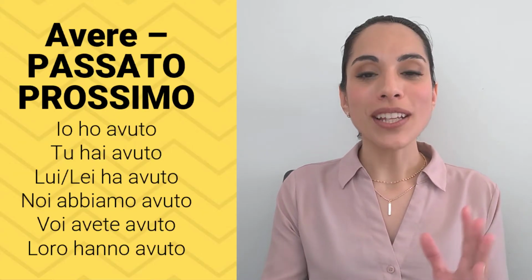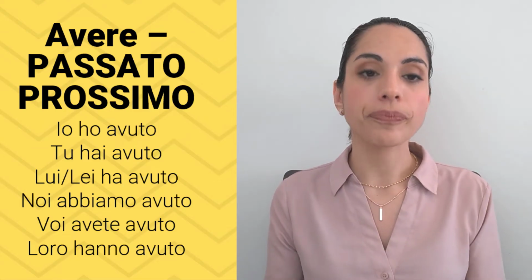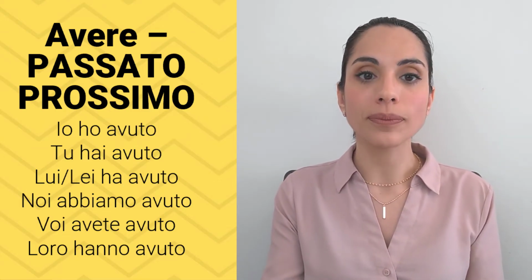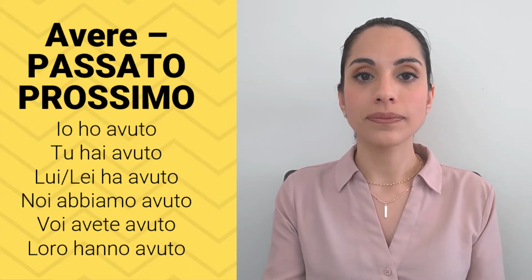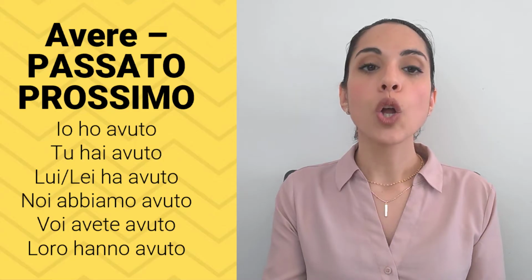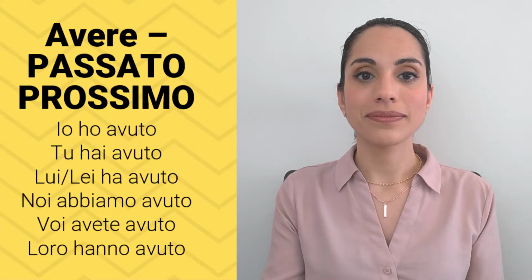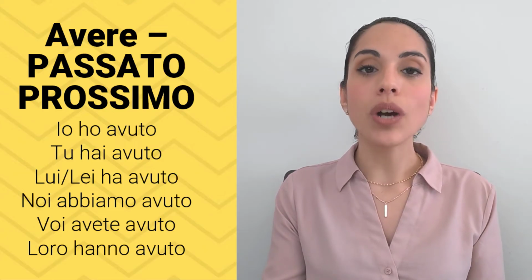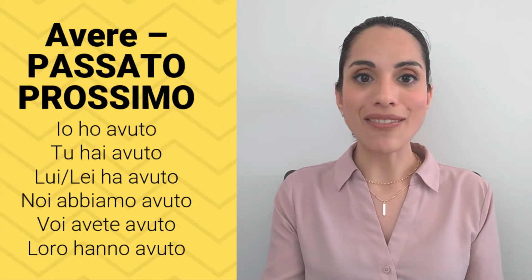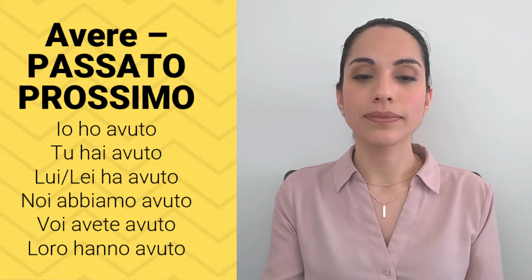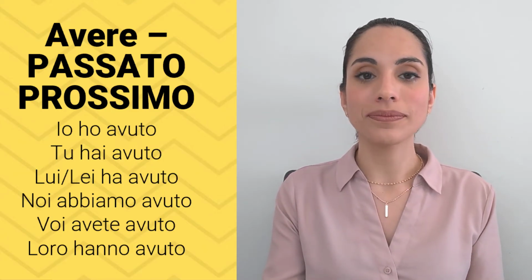Molto bene. So let's repeat this once more in Italian only. Avere, passato prossimo. Io ho avuto. Tu hai avuto. Lui, lei ha avuto. Noi abbiamo avuto. Voi avete avuto. Loro hanno avuto.